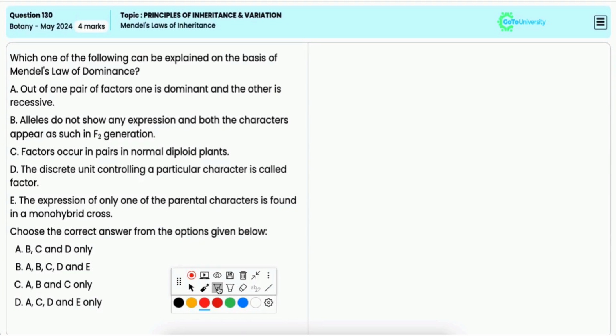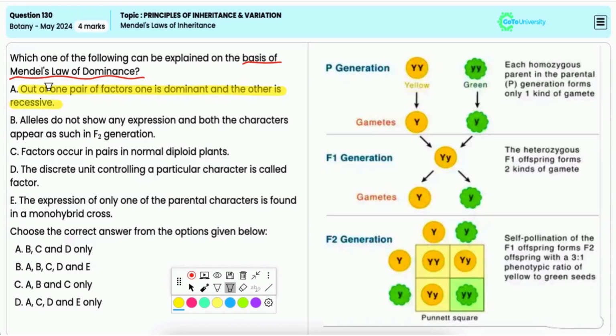In this question, you have to choose the option that includes the set of statements that forms the basis of Mendel's law of dominance. Statement A: out of one pair of factors, one is dominant and the other is recessive. Now, this is true in context of Mendel's law of dominance, which states that in a heterozygous condition, the dominant allele masks the expression of the recessive allele.